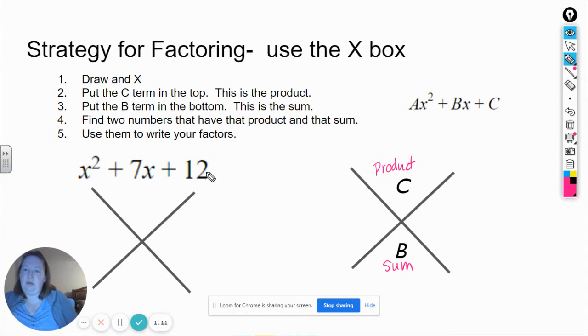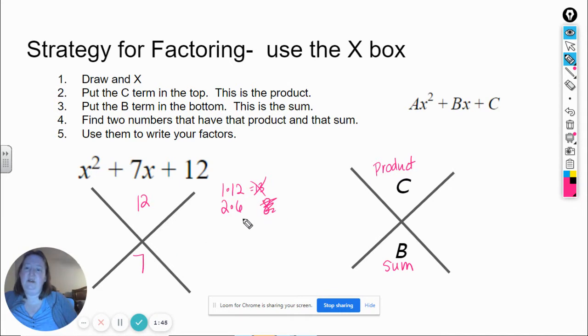So for this problem, it would look like this. We'd have a positive 12 up here and a 7 down here. And we're looking for two numbers that multiply to 12, but then add up to 7. So let's think about the numbers you can multiply to get to 12. 1 and 12. But 1 plus 12 is 13, right? So that's not it. Okay, and then I've got 2 times 6. Well, 2 times 6 is 12, but when I add it together, 6 plus 2 is 8, and that's not what I was looking for.